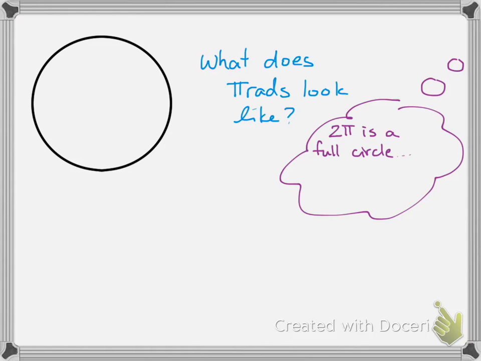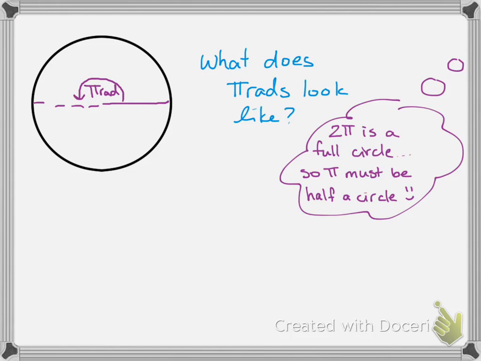Thank you. We can say 2 pi is a full circle. So if we think about what pi looks like, well, pi must be half a circle, right? So that means that pi would look something like that. It would be that angle, right? And we know that that's 180 degrees, but we also know now that that's pi radians.